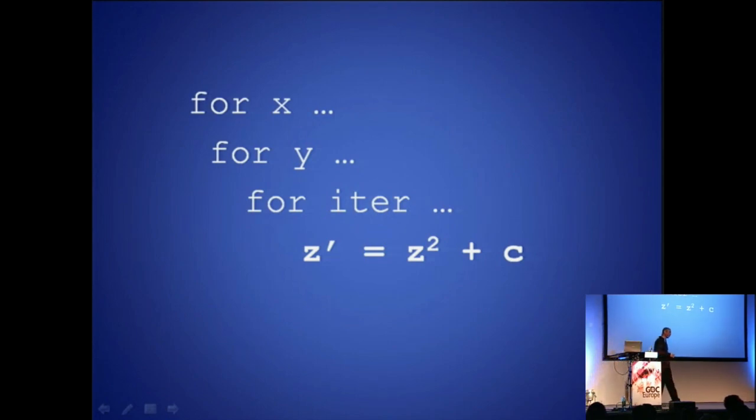Does it go towards zero? If so, we'll put the color black in that pixel. Does it spiral out toward infinity? If so, we'll put a different color in that pixel based on how quickly it went.